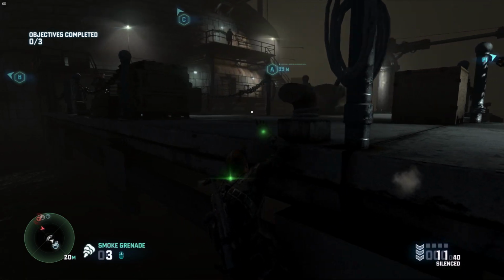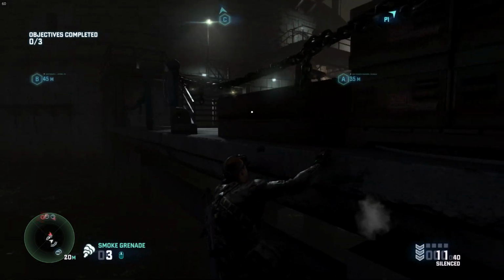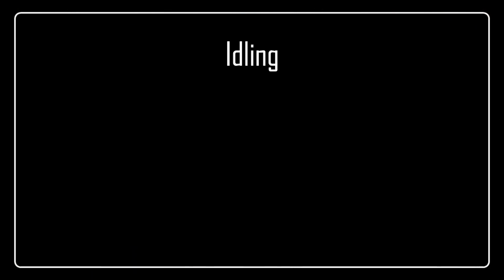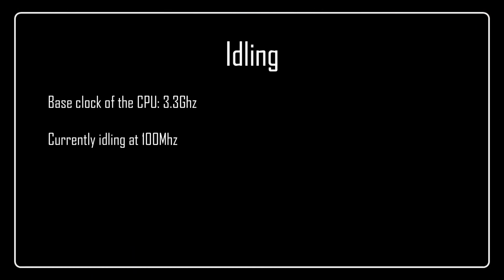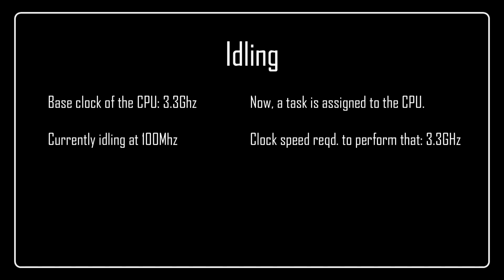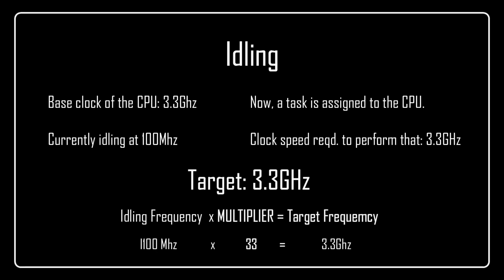Well, how does a processor go from idle to either its base frequency or its boost frequency? Let's assume a CPU whose base clock is 3.3 GHz is currently idling at a frequency of 100 MHz. Now, we assign the processor a task which requires it to achieve its base frequency. To achieve that, it will multiply its idling frequency with a multiplier. Since the goal here is to reach 3.3 GHz, the multiplier has to be 33.